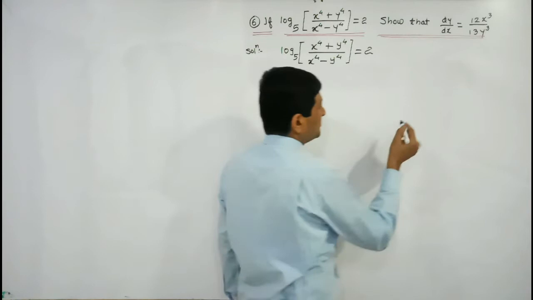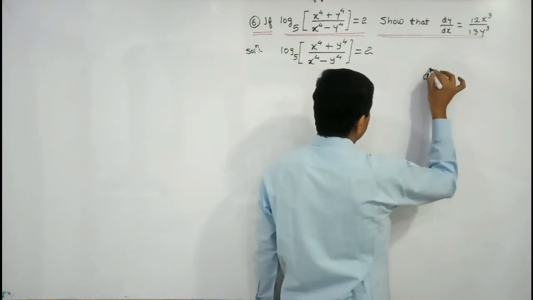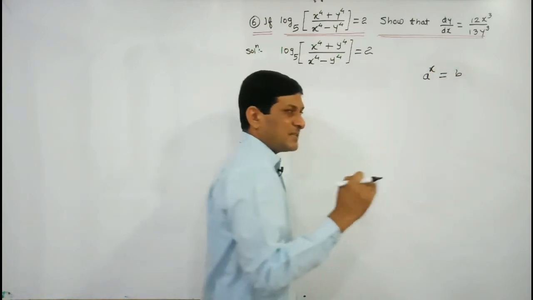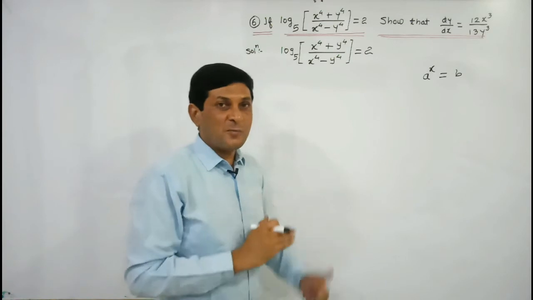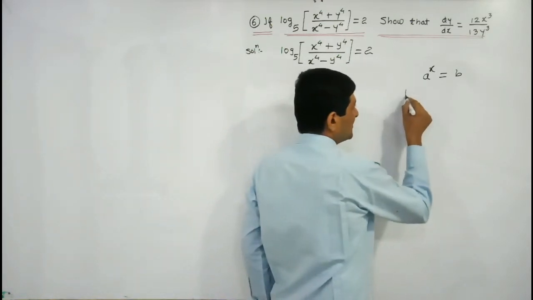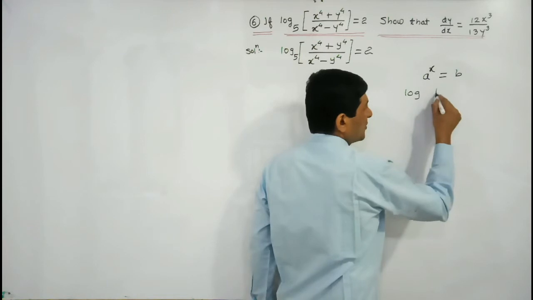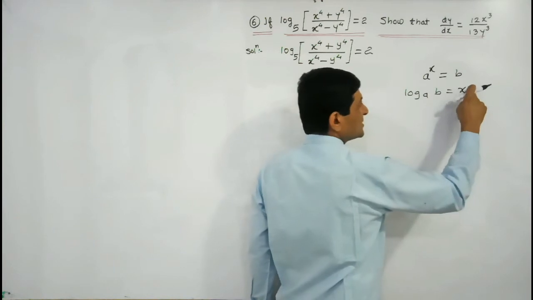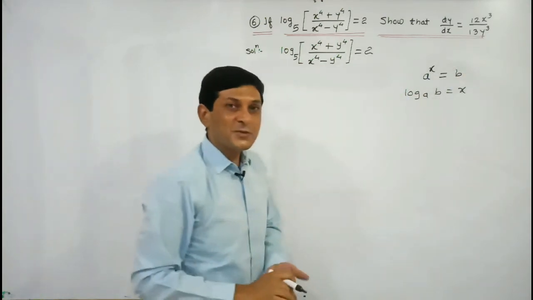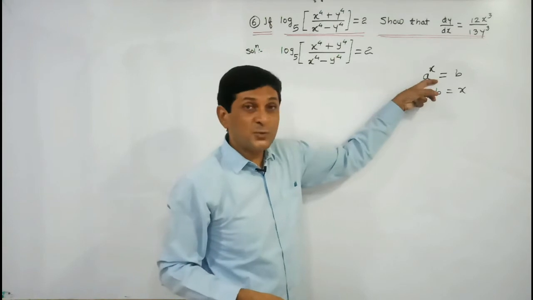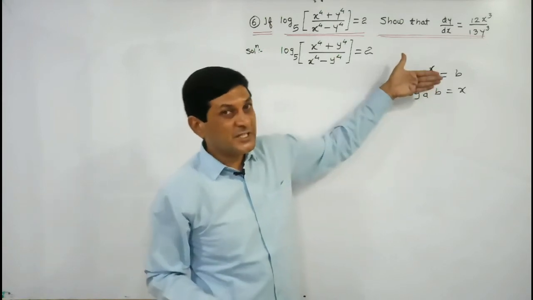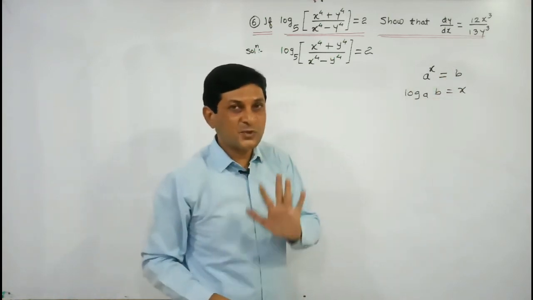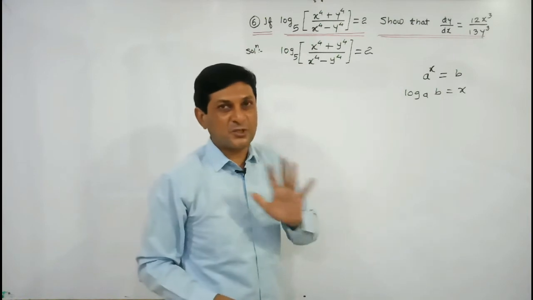To simplify it, we should know the definition of logarithm. Suppose that one exponential form is there, a raised to power x is equal to b. Then this exponential form, using the definition of logarithm, can be converted in logarithmic form as log of b to the base a is equal to x. The value of the logarithm is nothing but the exponent. This is called exponential form and this is called logarithmic form. Exponential form can be converted to logarithmic form, or logarithmic form can be converted to exponential form, using this definition of logarithm.